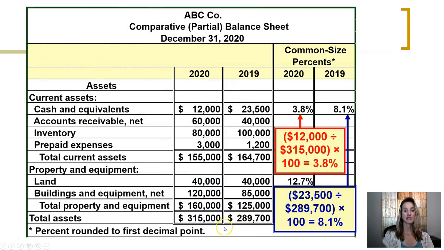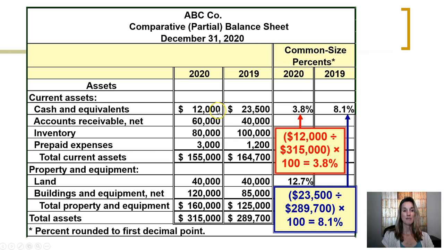Looking at the asset section of a balance sheet, within a year, we are going to calculate common size percent to prepare the vertical analysis. Assets are the common size base amount. Total assets for 2020 are $315,000.